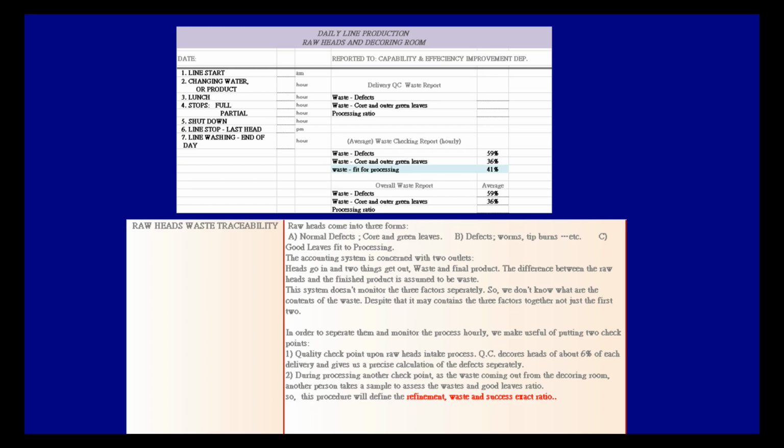In order to separate them and monitor the process hourly, we make use of 2 checkpoints. 1. A quality checkpoint upon the raw heads intake process. QC deckers about 6% of the heads of each delivery and gives us a precise calculation of the defects separately. 2. During processing, another checkpoint: as the waste comes out from the deckering room, another person takes a sample to assess the ratio of wastes and good leaves. This procedure will define the refinement, waste and success exact ratio.